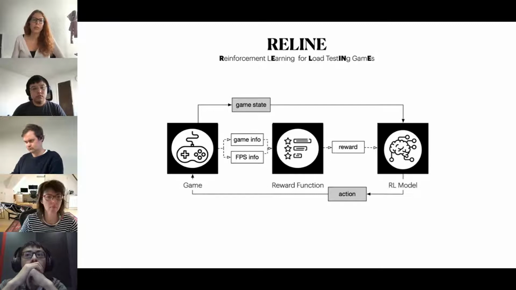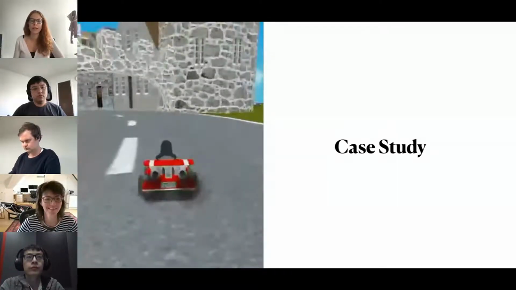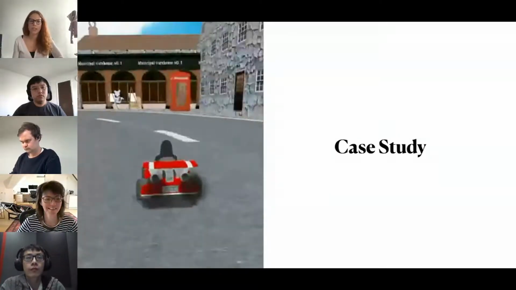And then the reward function, using this information, computes the reward and sends it to the reinforcement learning model. So we evaluate Reline on a 3D open source game, Paradox Kart. It is a kart game in which the player has to drive along the track and reach the finish line.